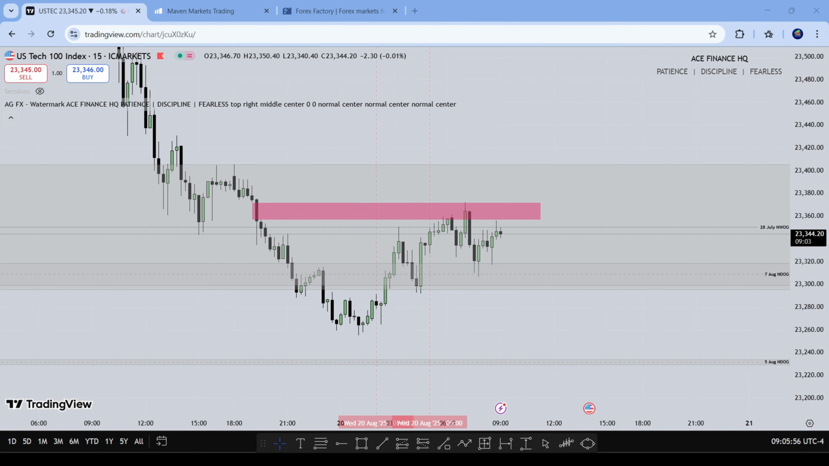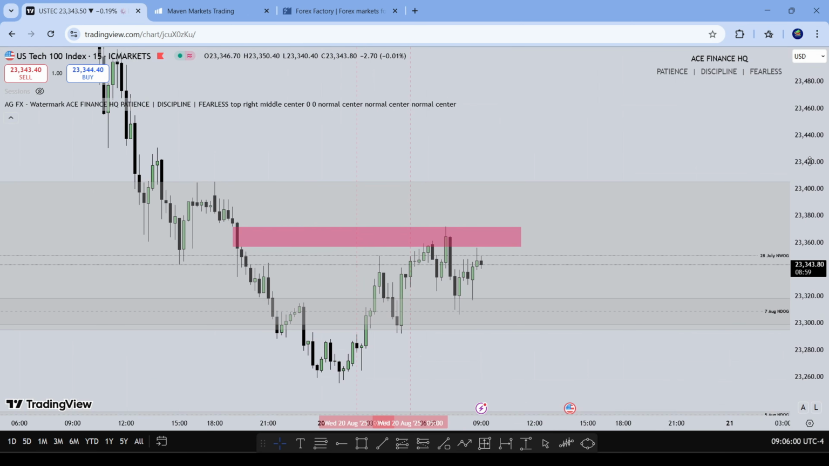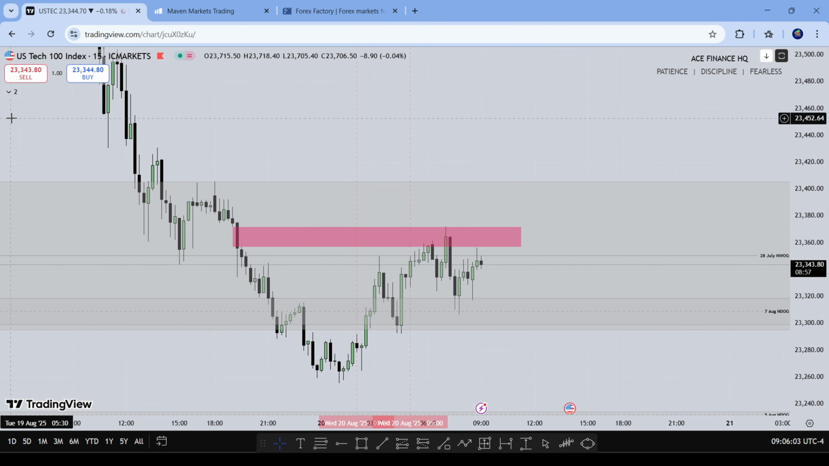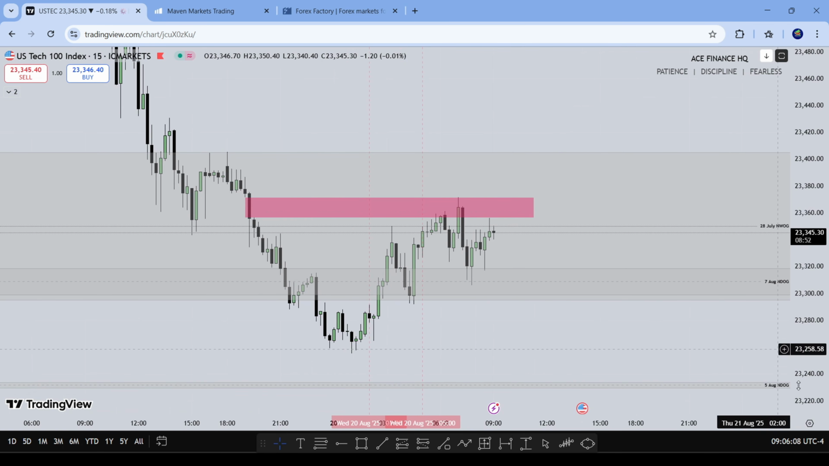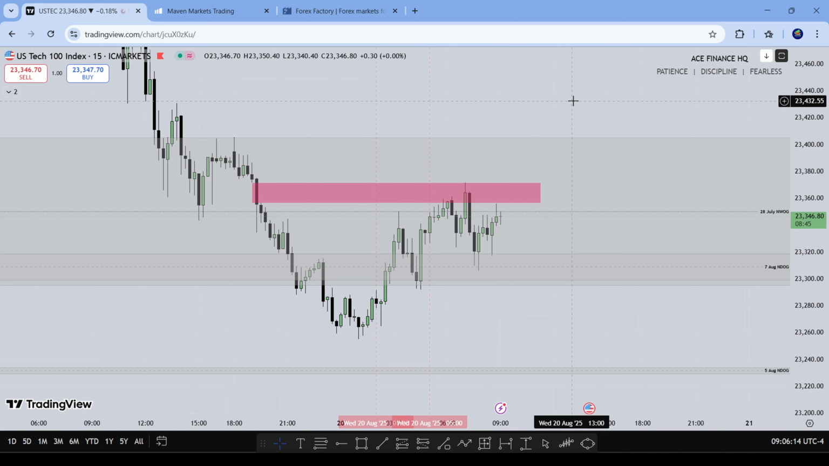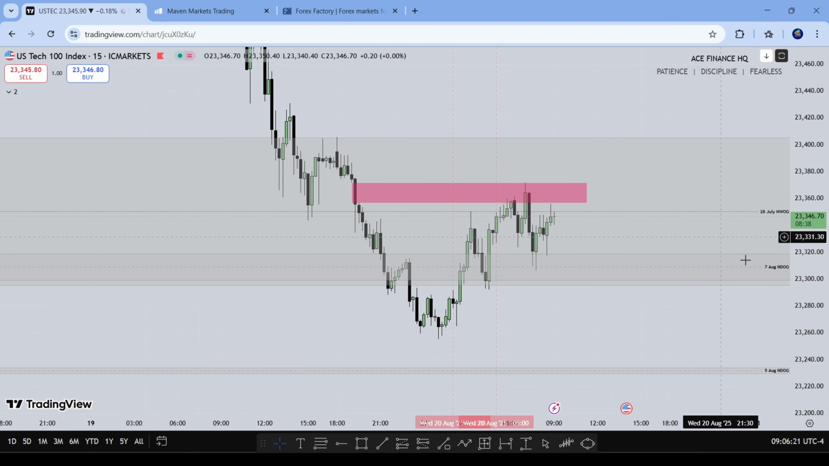Hey guys, so right here I just want to do a quick one. Let's close this up. As you can see here on the 15 minutes, just before 9:30, I want to show my bias and what I am outlining for a very quick scalp. Here on the 15 minutes, we are currently inside the 28th of July new week's opening gap, and we just traded off the new day's opening gap of 7th of August.